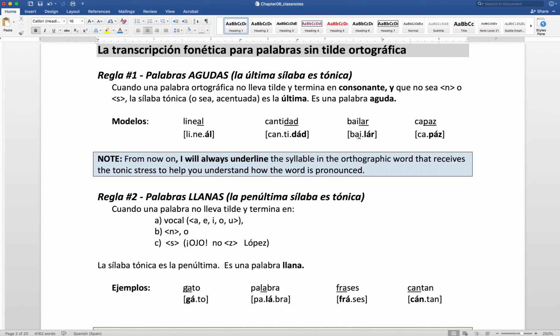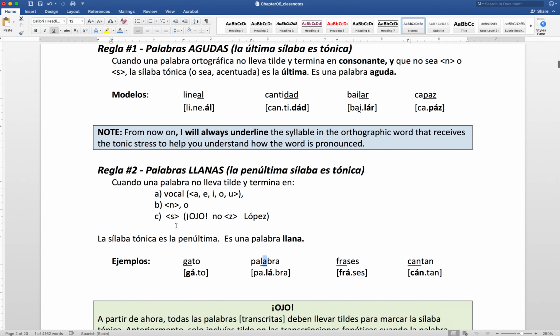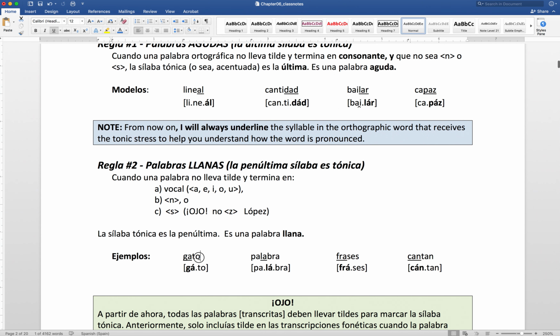You can tell when we're talking about accents, we're always counting from the last syllable backwards. We never start from the first syllable and count forward, but always the last syllable and backwards. So if we see here, gato ends with an O, that's a vowel, therefore it's going to be a llana. So we count one syllable, two syllables, and therefore you need to place that phonetic stress in that transcription on the second to last syllable.